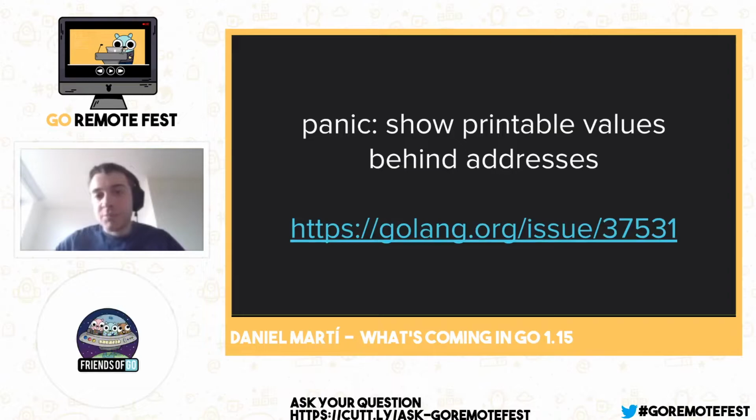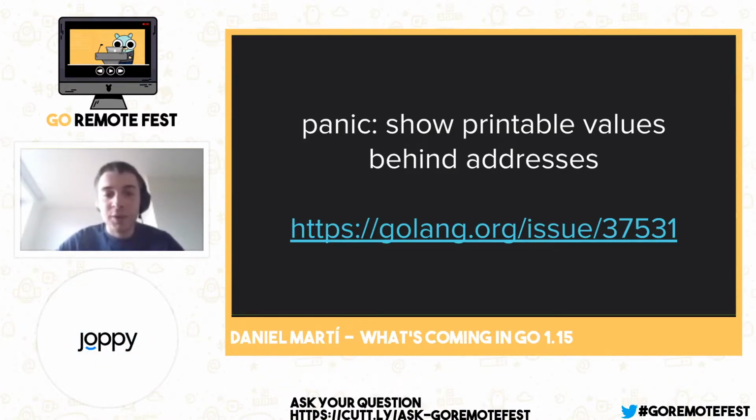Another change that's pretty low level, but that might be useful to some, is that if you panic with a value and that value is behind an address, behind a pointer, but the value itself is printable, the panic message is now going to print the value directly instead of just printing a pointer. And I think we can all agree that if a value is printable, you almost always want the value directly. You don't want the pointer to it. So this is going to make some panic messages more useful.